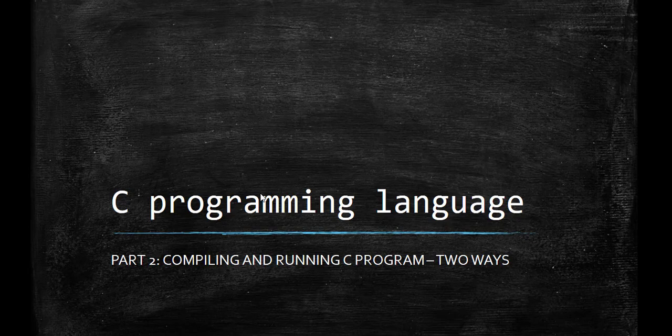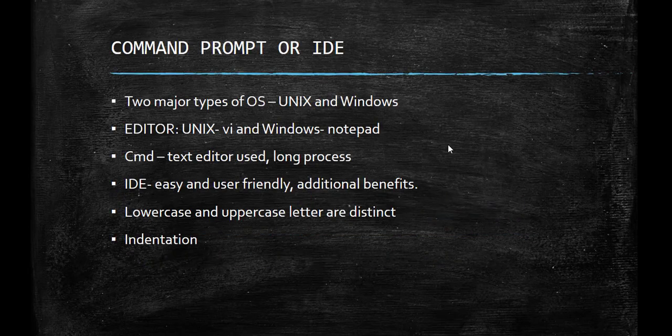It's about compiling and running a C program in two ways. So there are two ways of compiling a C program. First of all, what is compiling? As I talked about in my previous tutorial, compiling means converting a higher level language to a lower level language so that the computer can easily understand it.